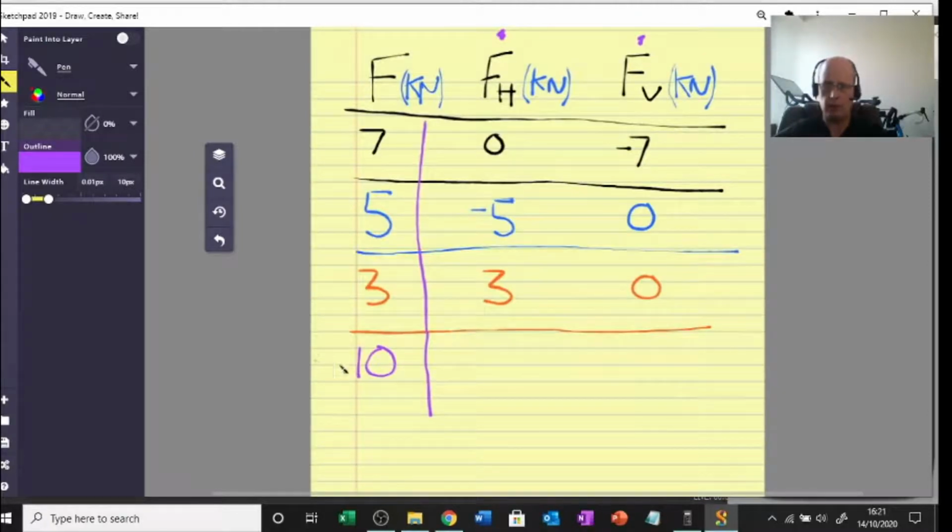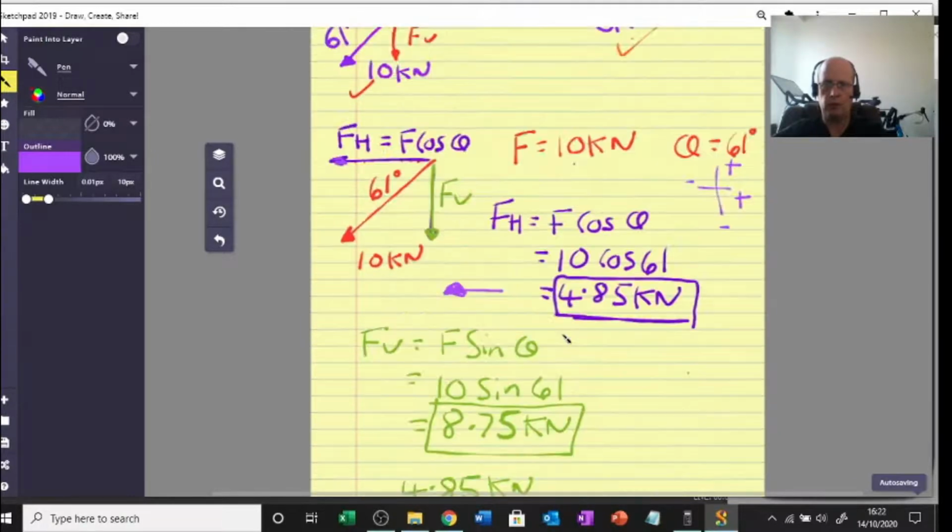So horizontal minus 4.85. Just check: horizontal minus 4.85. It's 4.85 and it's going this way, which means it's going in the negative direction.